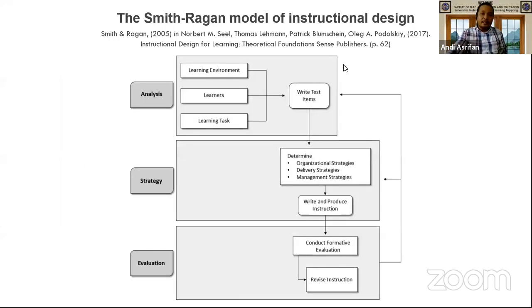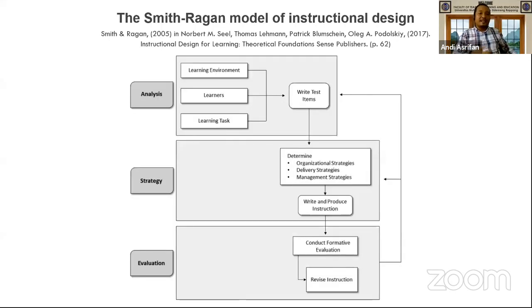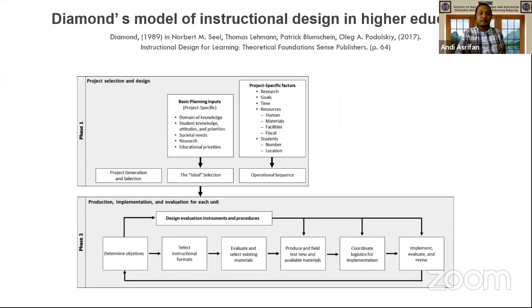And then the next, based on the Smith-Ragan model of instructional design, we also have three phases. We do the analysis. The analysis here covers learning environment, learner, and learning tasks, and then strategy, and the last phase here is evaluation, where we conduct formative evaluation and we revise the instruction.